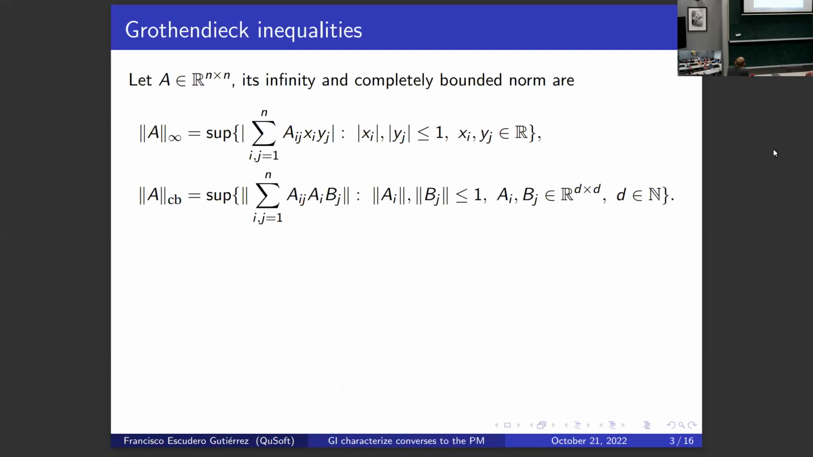The first thing is saying what the Grothendieck inequality is. The Grothendieck inequality is an inequality for square matrices. For square matrices, you can define a bilinear form in a natural, canonical way. If you feed that bilinear form with real numbers, you get the infinity norm as the norm of this bilinear form. And if you feed that bilinear form with matrices of any dimension, then you get the completely bounded norm.